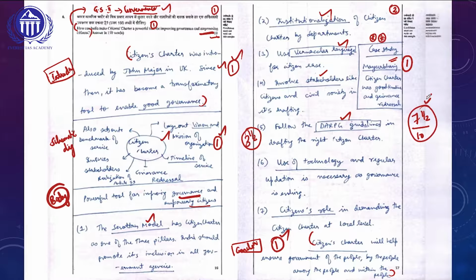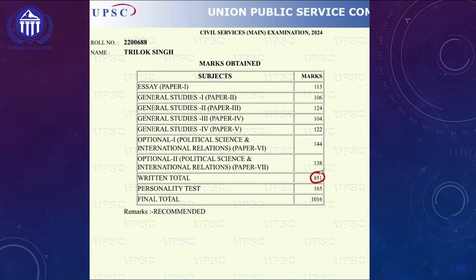I would say this is going to be one of the highest marks which we can fetch, especially in GS2 governance. The reason why I am asking students watching this video to keep your attention on this answer copy is that if you look at the marks of All India Rank 20, Trilok Singh, he got almost 851 in the written exam, even more than All India Rank 1, Shakti Dubey. He only missed out in the personality test. And if you look at his marks in GS paper 2, out of 250 marks he got 124, which comes to around 6.5 to 7 marks per answer.